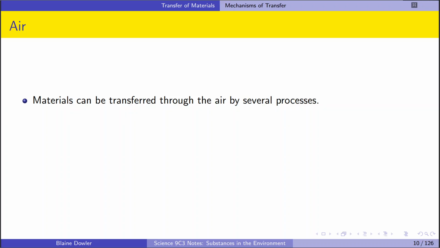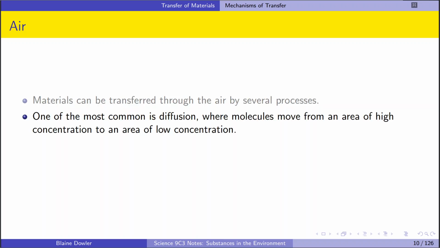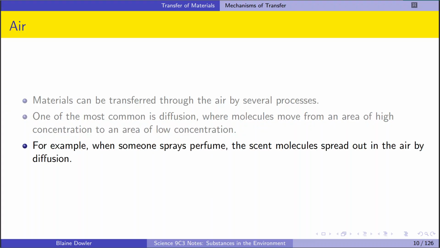Air. Materials can be transferred through the air by several processes. One of the most common is diffusion, where molecules move from an area of high concentration to an area of low concentration. For example, when someone sprays perfume, the scent molecules spread out in the air by diffusion.